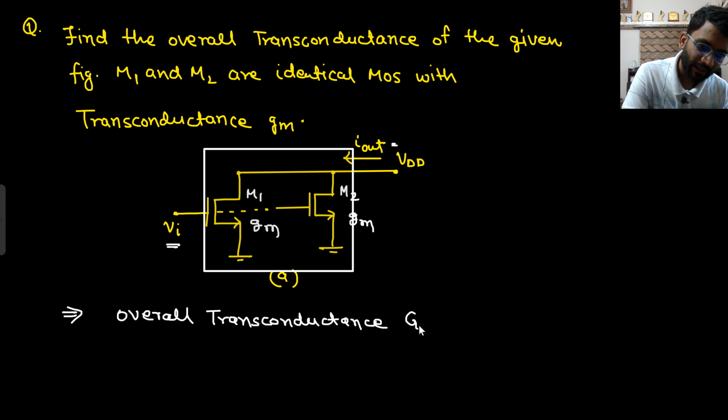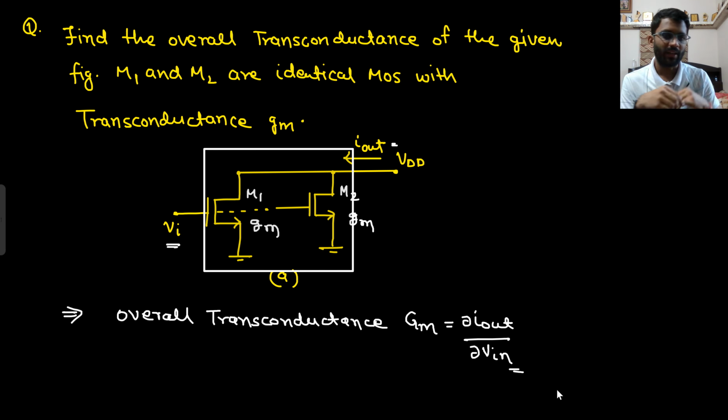That we can say, capital GM I am writing. That would be del I out upon del Vin. So this is what you need to find. That's it. This is your target. You need to find del I out by del V. Now GM of this transistor is given, GM of this transistor is also given.